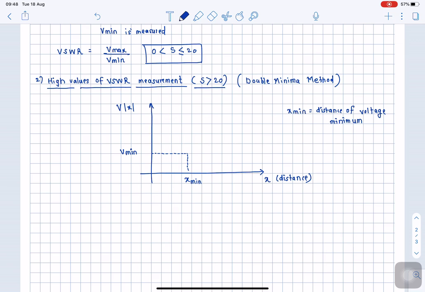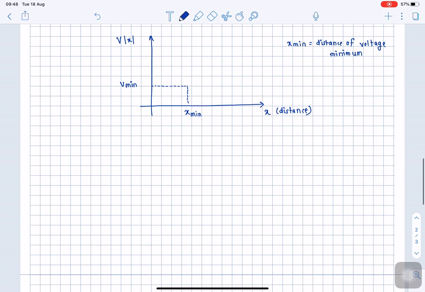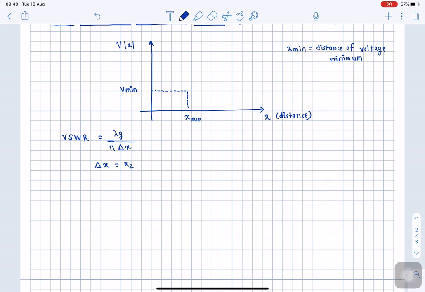When we get the voltage minimum, we note down the deflection on the VSWR meter. Here the VSWR is measured in a slightly different way, by evaluating the formula: VSWR is given by the guide wavelength lambda g divided by pi multiplied by delta x, where delta x is the difference of distance, x2 minus x1. Now what are x2 and x1? x2 and x1 are the positions of the 3 dB down points of the voltage minima.